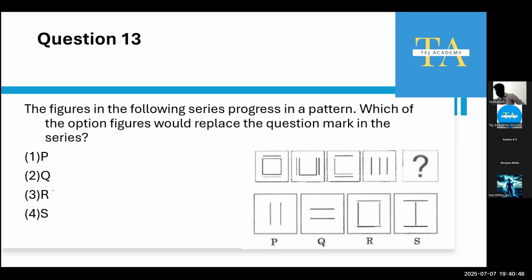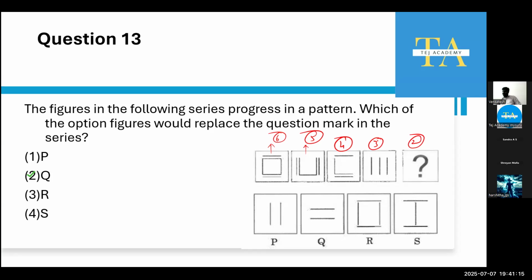So question number 13. You see how many line segments are there in this figure? 6 line segments are there. Here, 5 are there. 5 are there. Here how many are there? 4 are there. So here 3 are there. So here 2 will come.